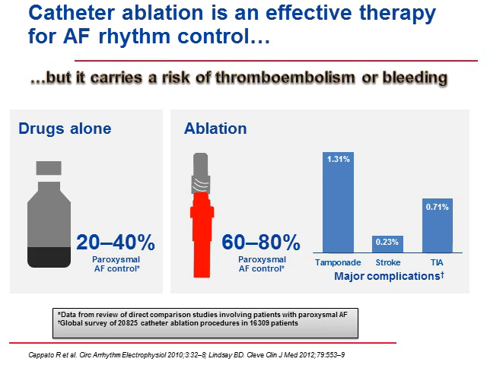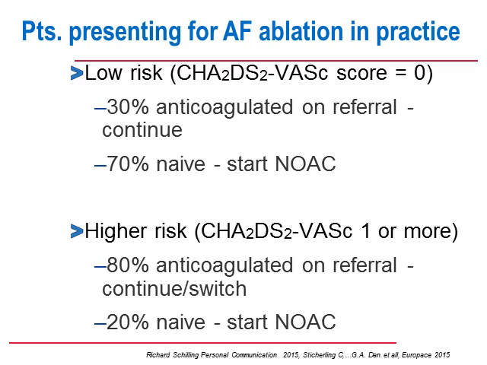But the ablation is not without risk, and there is a small but measurable risk of complications, including tamponade, stroke, and transient ischemic attack. So it is very clear that we need an anticoagulation strategy in these patients. Some data from different centers demonstrated that in low-risk patients, meaning CHA2DS2-VASc 0 or 1, 30% of patients are anticoagulated on referral and they continue anticoagulation, and 70% are naive and they could start a NOAC.